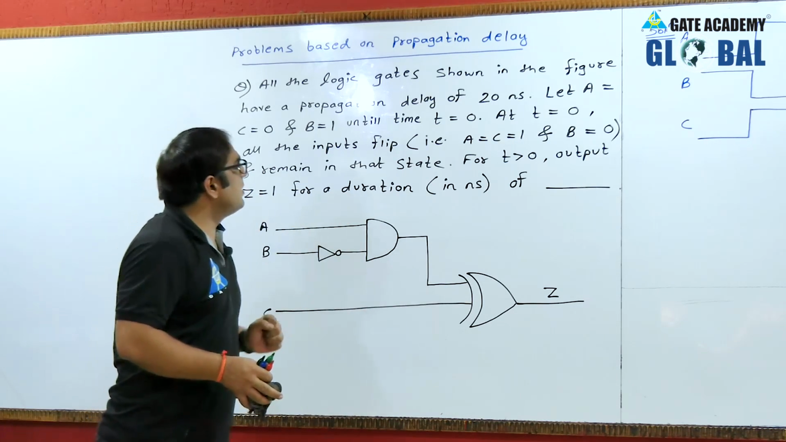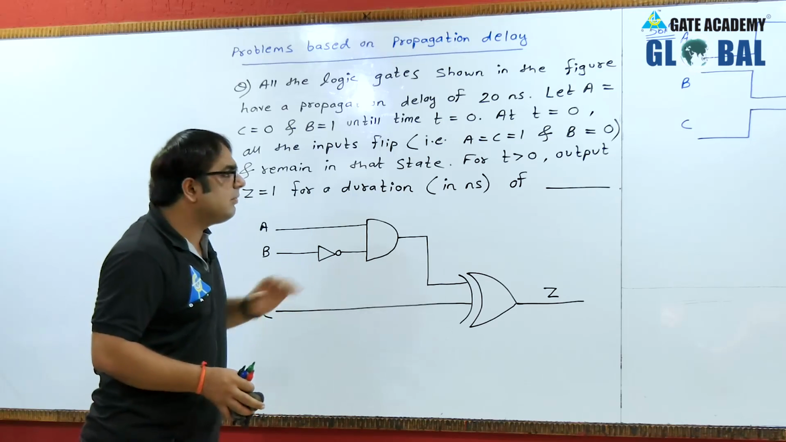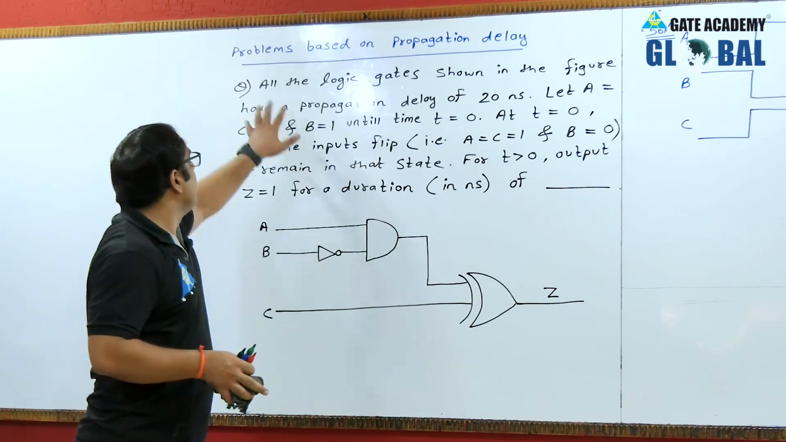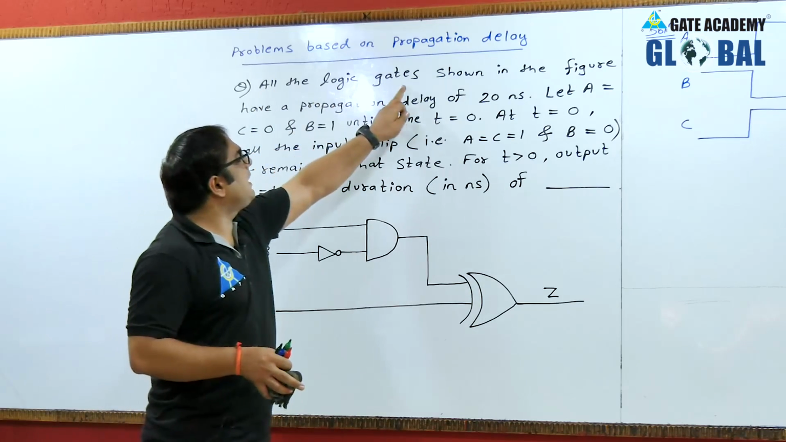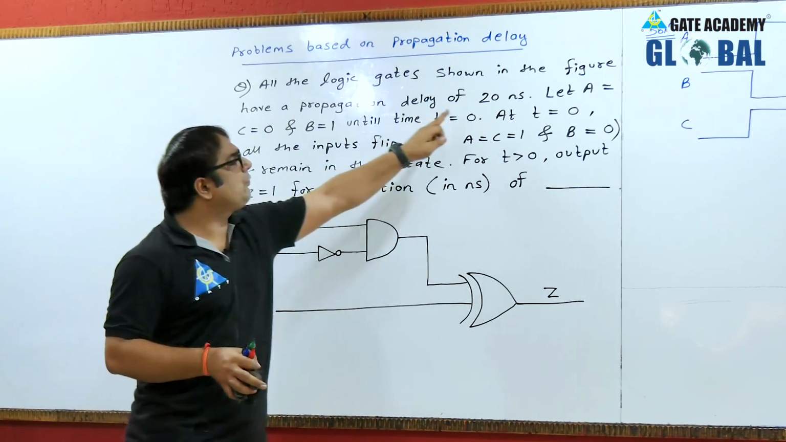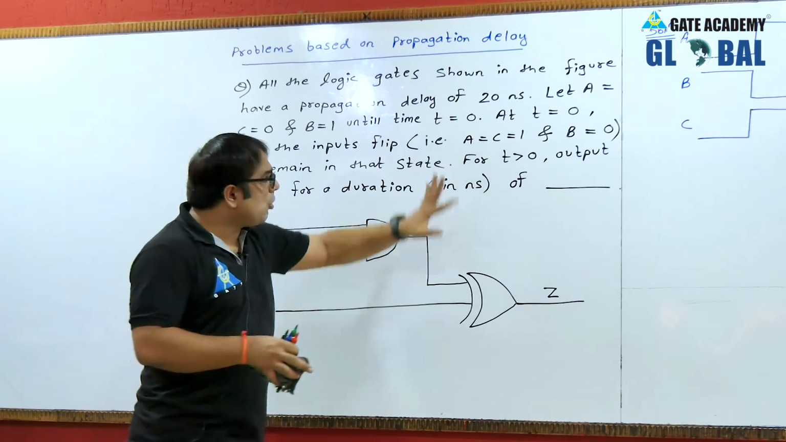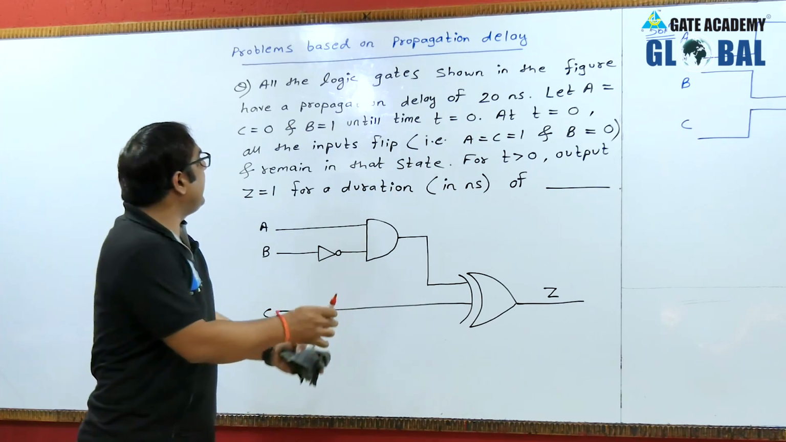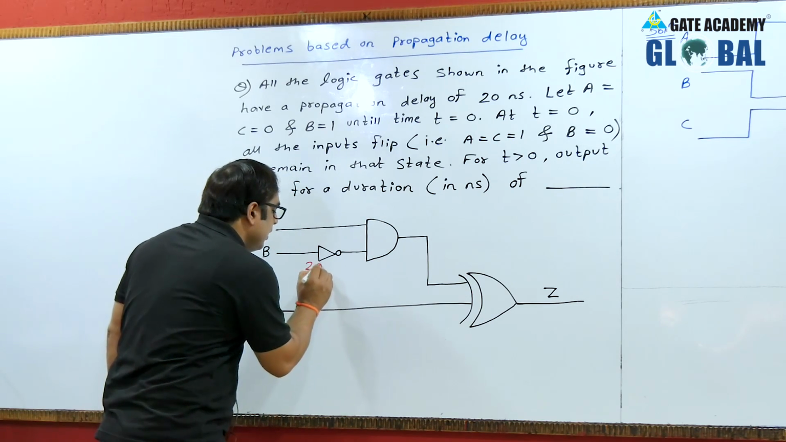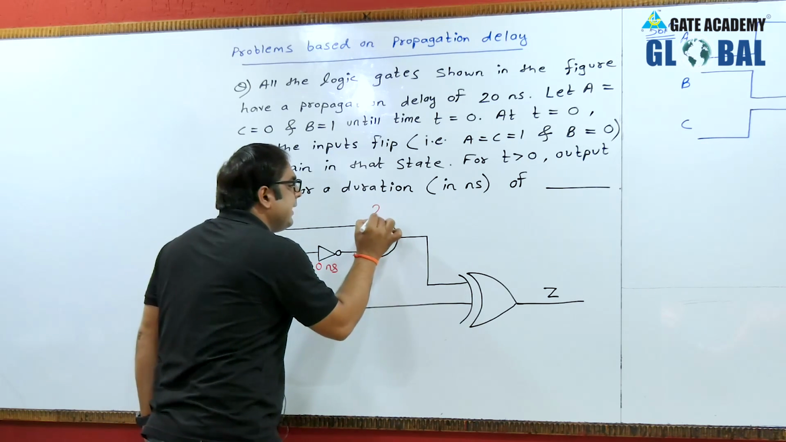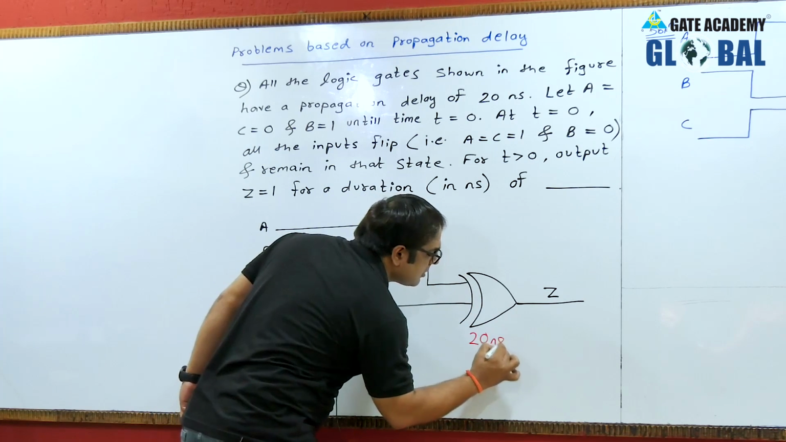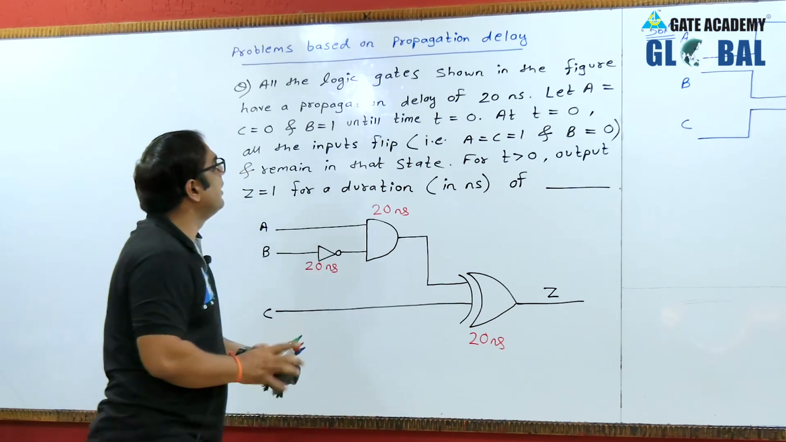Okay, so let us read this question first and solve it, and then we will discuss many things about propagation delay. The question says, all the logic gates shown in the figure have a propagation delay of 20 nanoseconds. So all the logic gates have a propagation delay of 20 nanosecond. This delay is 20 nanosecond, this is also 20 nanosecond, and this is also 20 nanosecond.